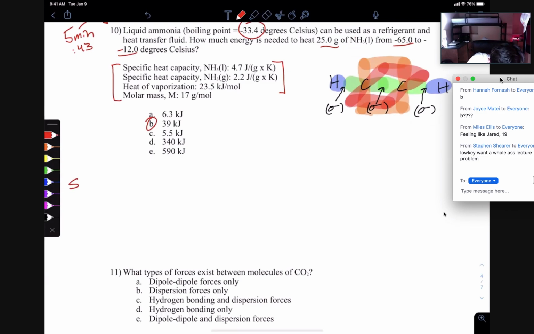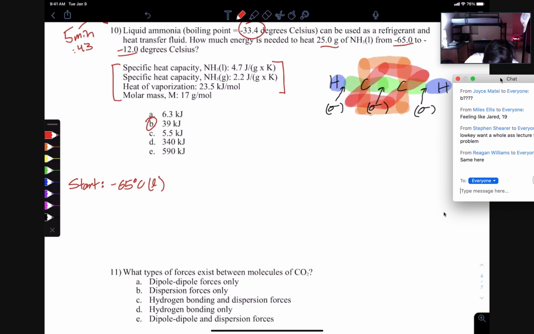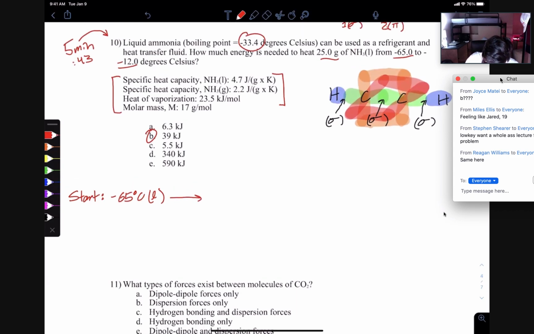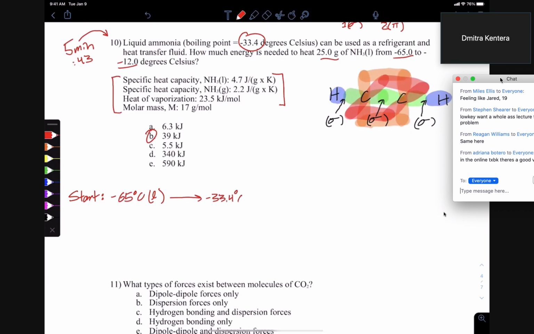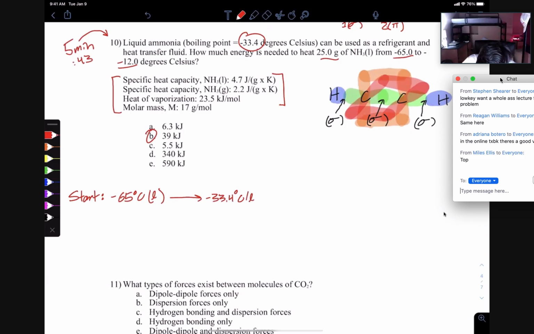So first we're going to start out, and our ammonia is at negative 65 degrees Celsius, and it's as a liquid. Okay. And so what we need to do is first we need to increase it to the temperature of its boiling point, right? Because it's going to end up being a gas. So its boiling point is negative 33.4 degrees Celsius. And that is going to be as a liquid still, okay?